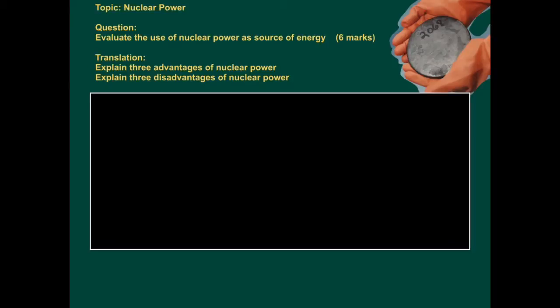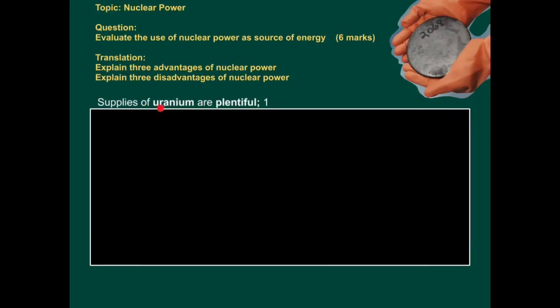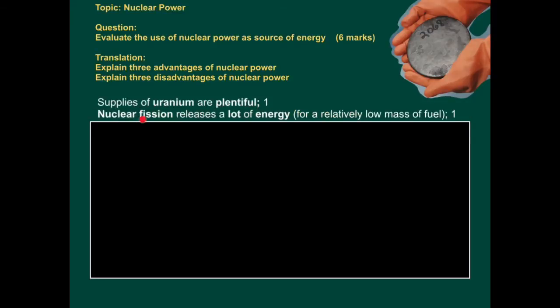Firstly, let's look at advantages. Supplies of uranium are plentiful. In other words, it's very easy to find and extract uranium. Next, nuclear fission releases a lot of energy for a relatively low mass of fuel. So what this means is, let's say if you had a kilogram of coal and a kilogram of uranium, the uranium would release a lot more energy.